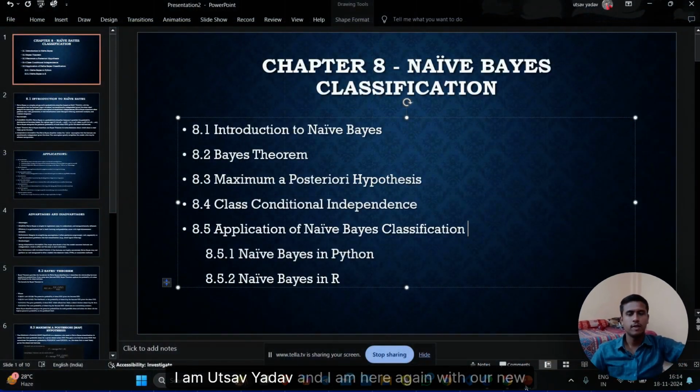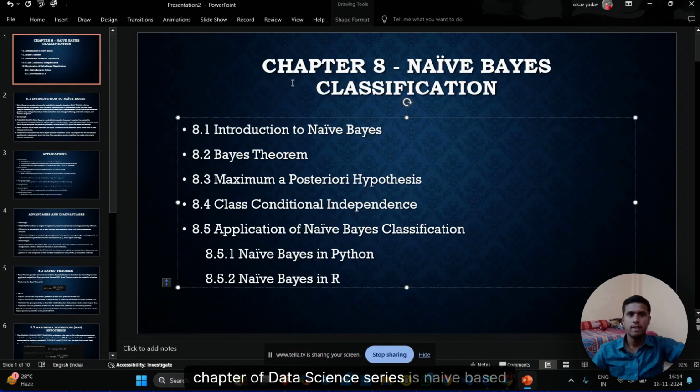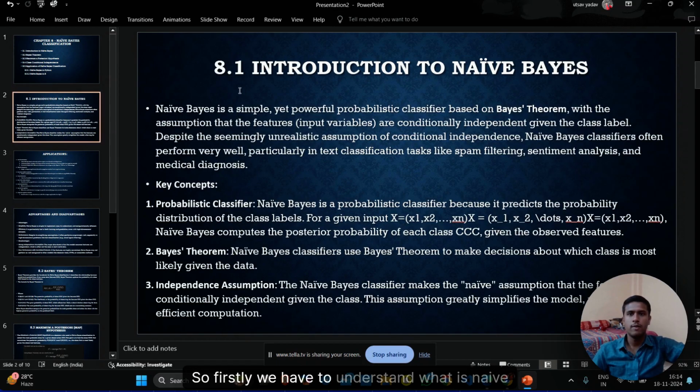Hello guys, I am Utsav Yadav and I am here again with our new chapter of the data science series, Naïve Bayes Classification. Firstly, we have to understand what Naïve Bayes Classification is. So, we go through the introduction of Naïve Bayes Classification.